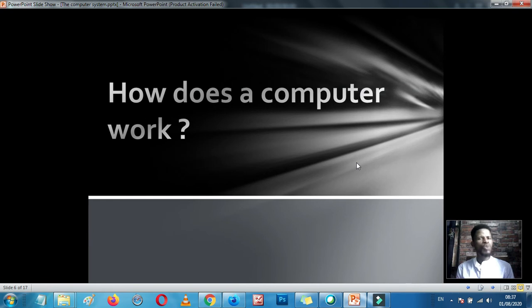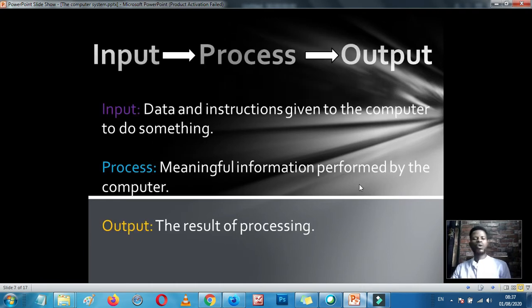So now, how does a computer work? We've known that a computer system is made up of two major components, the hardware and the software, which form a functional computer. The computer works in different ways, but it has a major cycle which is called the IPO cycle: input, process, and output.